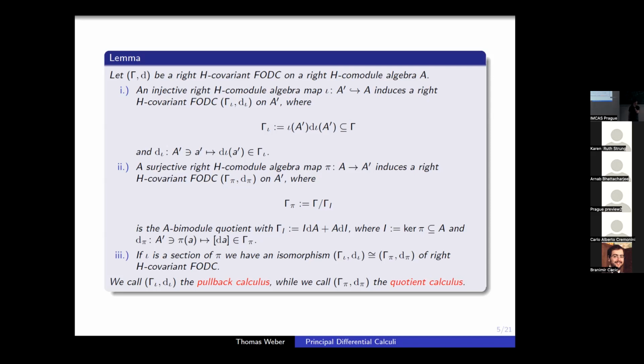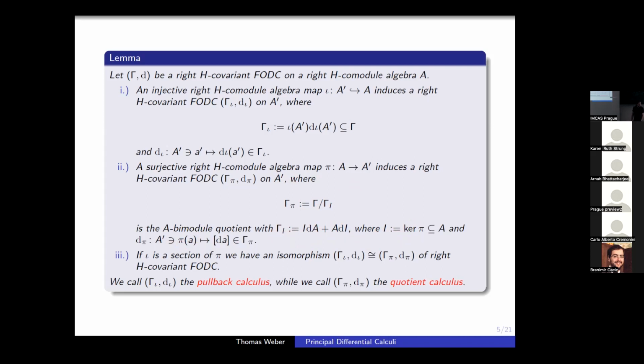And in the same way, you can do this for a surjective map pi. Here, this quotient calculus will be this quotient you see here, where the kernel is gamma I, which is given by this formula here. So I is the kernel of pi. And you just have to take care of those two terms. And you can prove this is an A prime pi module. And the differential is given by this formula here. So this is called the quotient calculus.